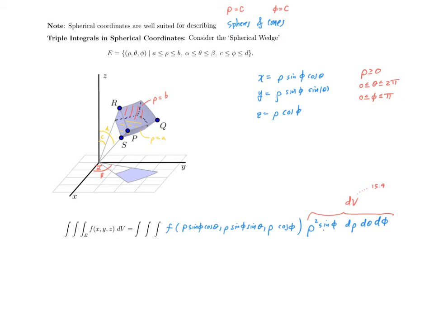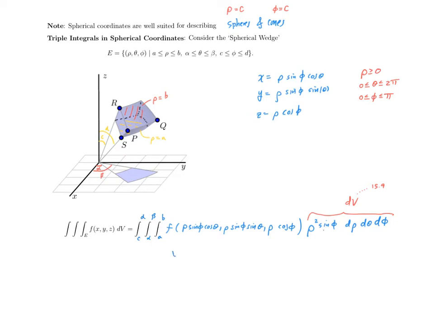We also need limits of integration, and since our limits of integration are all between constants, the order is once again kind of irrelevant, as it has been previously, as long as we align things appropriately. So we have rho on the inside, which varies from a to b. We have theta in the middle, varying from alpha to beta, and phi on the outside from c to d.